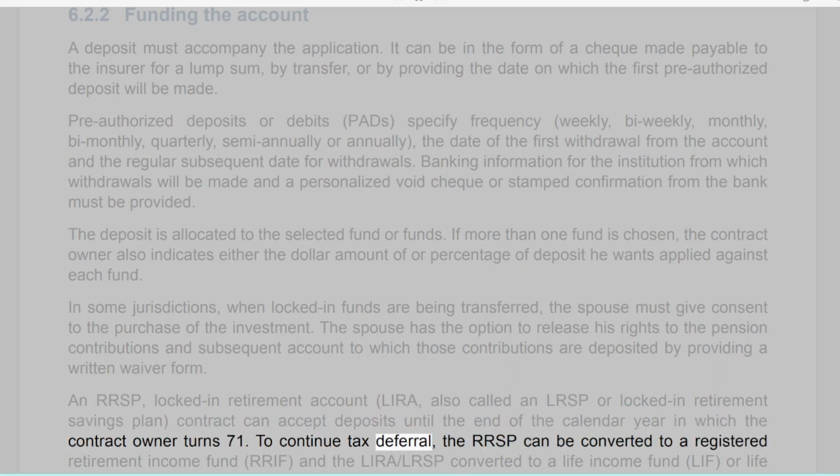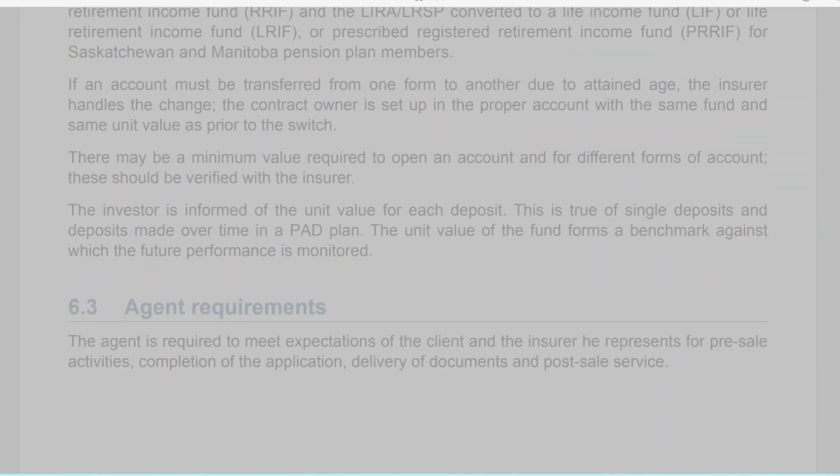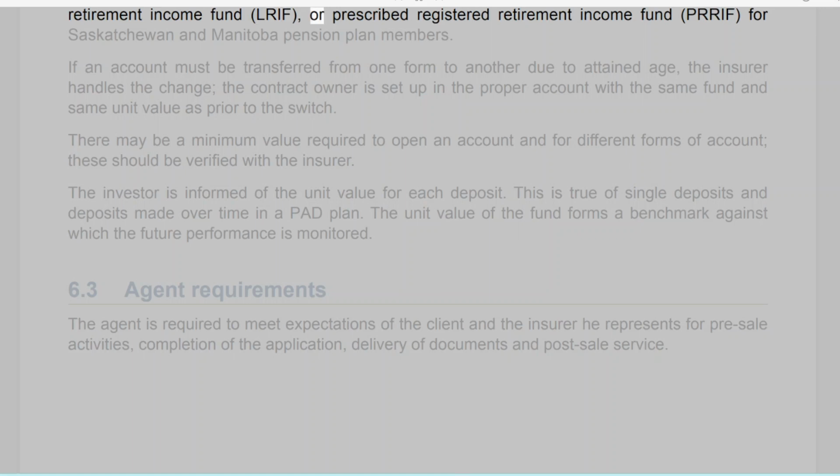To continue tax deferral, the RRSP can be converted to a Registered Retirement Income Fund, RRIF, and the LIRA/LRSP converted to a Life Income Fund, LIF, or Life Retirement Income Fund, LRIF, or Prescribed Registered Retirement Income Fund, PRRIF, for Saskatchewan and Manitoba pension plan members.